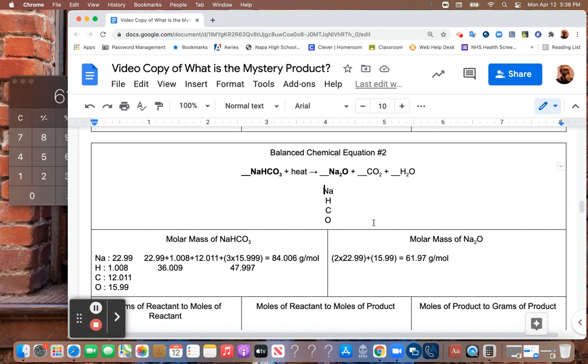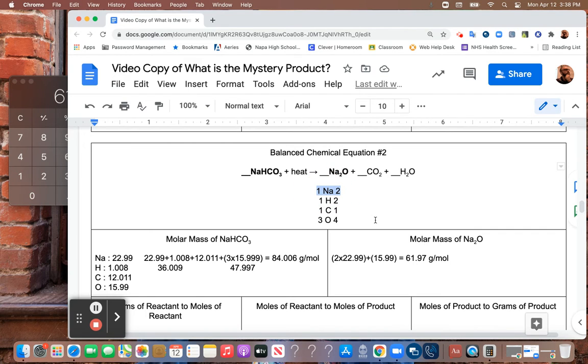So let's balance this. How many sodiums are on the left? How many sodiums are on the right? Okay. How many hydrogens on the left? How many hydrogens on the right? Okay. How many carbons on the left and how many carbons on the right? Oxygens on the left and oxygens on the right. All right, well, there's 3 oxygens there, and this is tricky. 1, 2, 3, 4 oxygens on the left. Oh man, this is brutal.